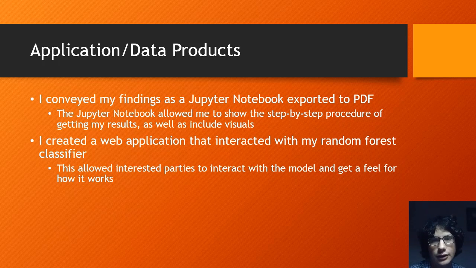Okay, application and data products. I conveyed my findings in the Jupyter Notebook, exported to PDF. Jupyter Notebook allowed me to show a step-by-step procedure of how I got my results and also allowed me to include a lot of charts. And finally, I created a web application that interacted with my random forest classifier. This allowed anyone, using their own data from their own personal experience, to interact with that random forest classifier and see how it works for themselves.